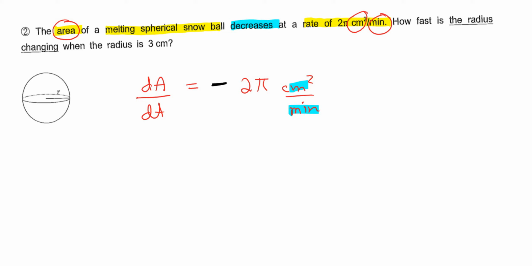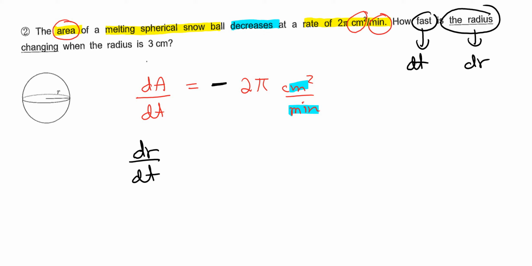And now I want to find out how fast is the radius changing. So as soon as I see the term fast, that has to do with time, and the radius is going to be dr. So I'm looking for dr divided by dt when the radius is 3 centimeters. So that happens when r equals 3. All right, so I'm trying to find dr over dt when the radius equals 3, and I know that my area with respect to time is decreasing at a rate of negative 2 pi centimeters squared per minute.